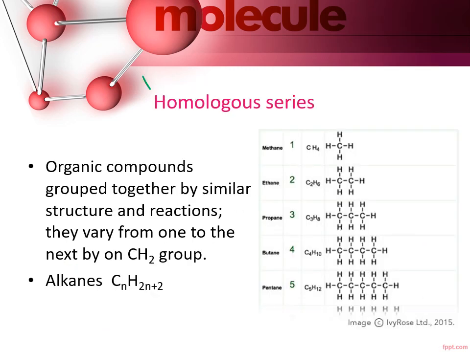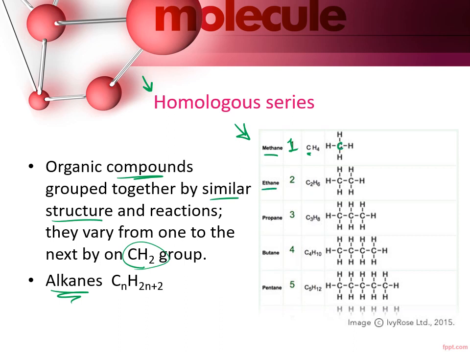The first thing we're going to look at is this idea of a homologous series. Homologous series are simply groups of organic compounds that have similar structures, and they vary only by CH2 groups. We call these methylene groups, CH2 groups. This is an example of a homologous series: the alkane series. First up, I've got methane, which has 1 carbon. There's only 1 carbon here.